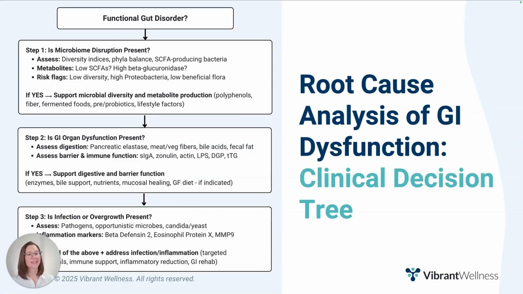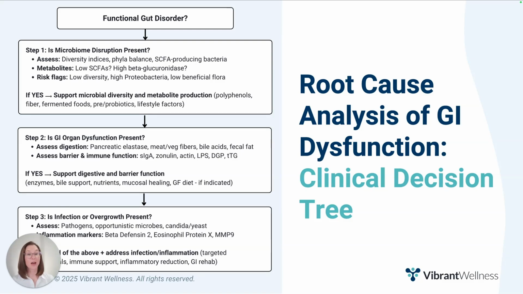So when your patient has a functional gut disorder, the first step is to ask, is microbiome disruption present? You want to assess diversity indices and phyla balance, and the levels of both short-chain fatty acids, along with levels of the short-chain fatty acid-producing bacteria. We didn't have time to discuss this, but you can also look for metabolite high in beta-glucuronidase, which also indicates dysbiosis and warrants exploring urinary hormone levels and toxin exposure.